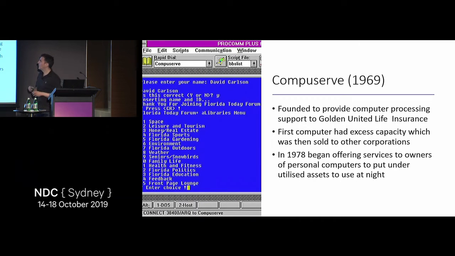1969 sees CompuServe founded. I think CompuServe are probably better known as an ISP, but they're actually founded way back in 1969. And they're founded in order to provide computer processing support to an insurance company. And I think they're also one of the first people who noticed that their machine, very expensive hardware at this time, a lot of the time isn't actually doing anything. So they go and sell this to other corporations later.